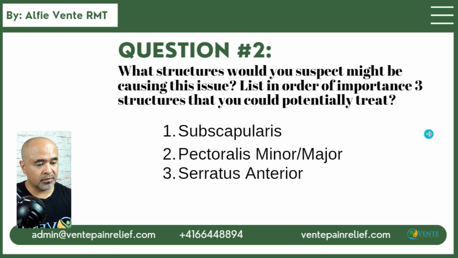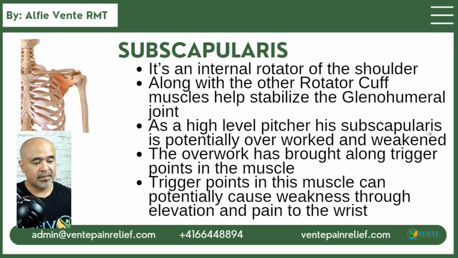So let's go to the breakdown here. Subscapularis. It's an internal rotator of the shoulder. Along with the other rotator cuff muscles, it helps stabilize the glenohumeral joint. As a high-level picture, his subscapularis is potentially overworked and weakened. So just the amount of throwing that this guy does, it really involves the subscapularis muscle, not only in stabilizing the shoulder, but also in that internal rotation movement.